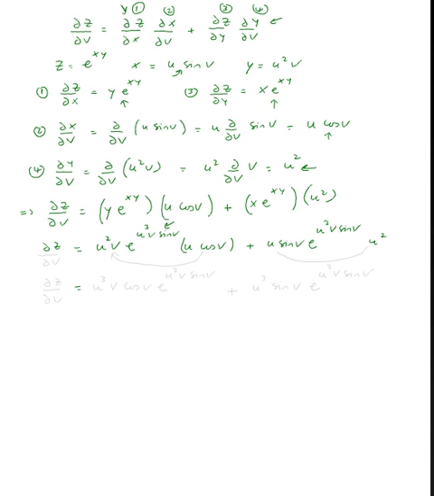All we need to do is simplify anything that could be simplified. So multiply this by that, you'll get u cubed v cosine v e to the u cubed v sine v, plus, multiply this by that, u cubed sine v e to the u cubed v sine v, and we're done from this problem.